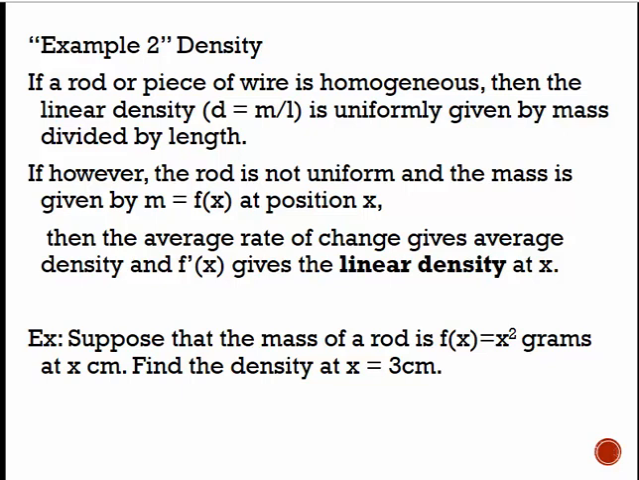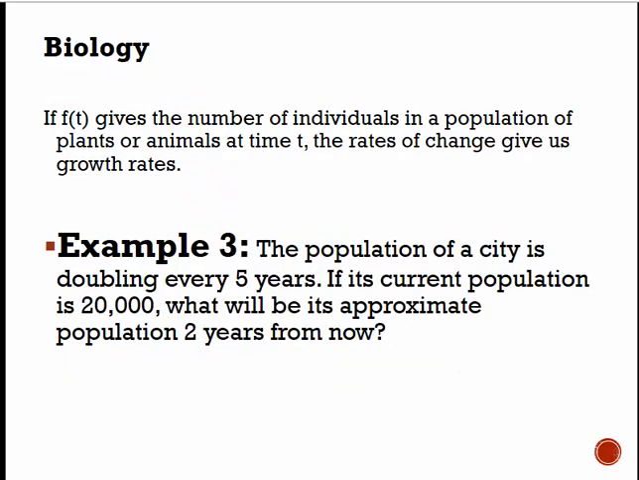So this one's simple enough. Take the derivative and we get 2x by the power rule. And then plug in 3, we get 6 grams per centimeter, output over input there, 6 grams per centimeter. So as you move along the rod, it's changing at 6 grams per centimeter when you're at 3 centimeters.